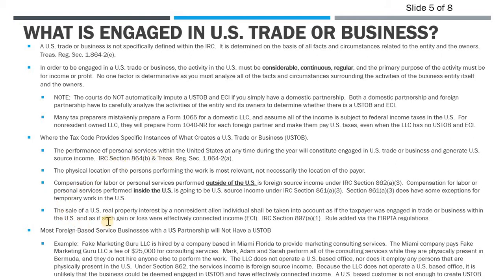The second example where we know we clearly have a U.S. trade or business is the sale of real estate. So if you sell real property in the United States, the individual shall be taken into account as if the taxpayer was engaged in a trade or business within the U.S., and the gain on the sale of that U.S. real property is going to be ECI. So this is outlined very clearly in 897(a)(1), and this was all added under the FIRPTA regs. So FIRPTA is the Foreign Investment in Real Property Tax Act, and what that was designed to do is make sure that if you're a non-resident and you own U.S.